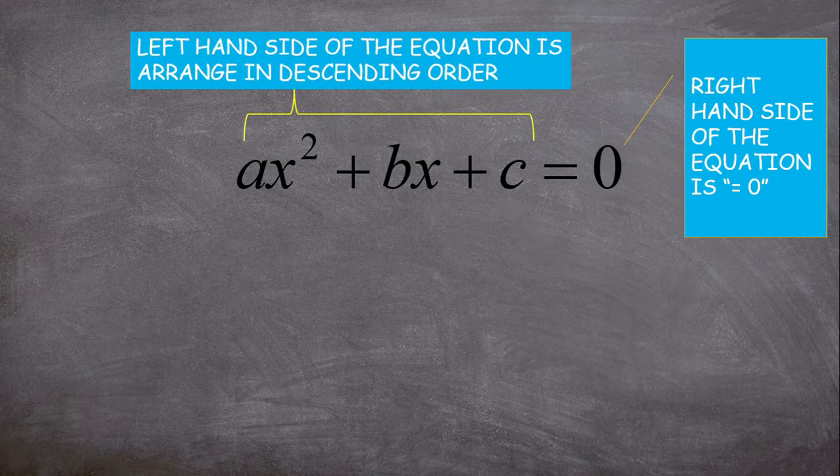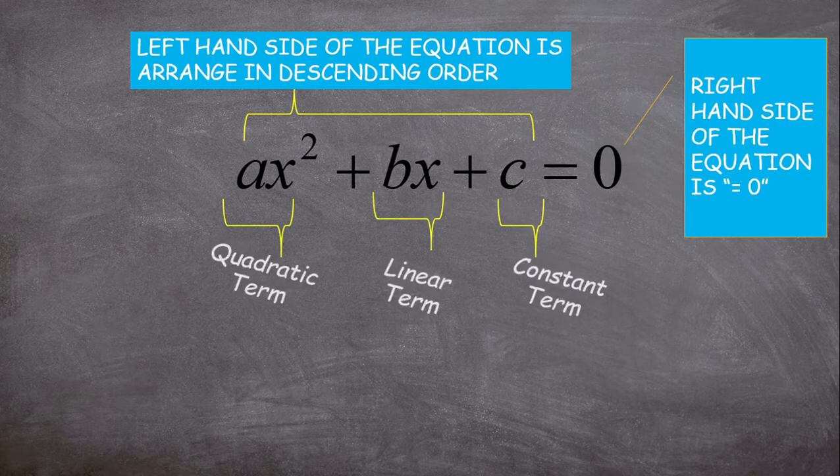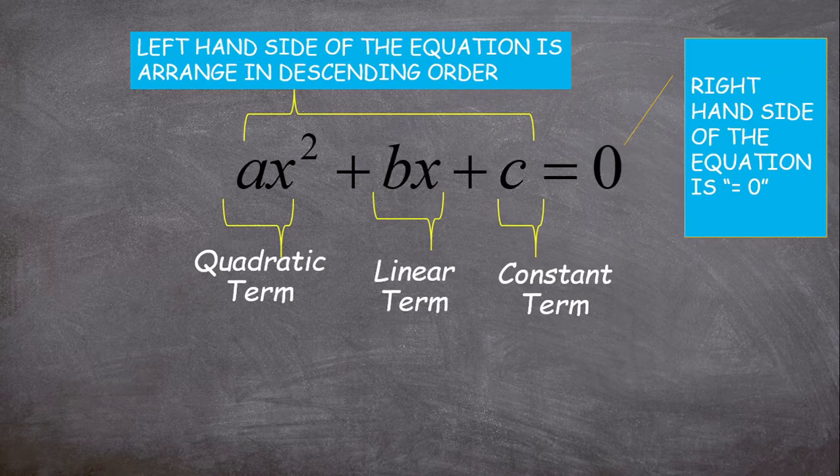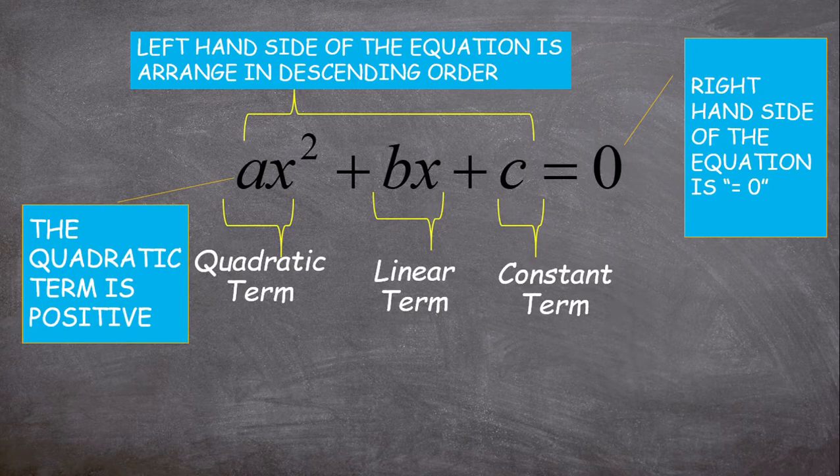Next, the left-hand side of the equation must be arranged in descending order, in which the quadratic term must come first, followed by the linear term, then followed by the constant term. Lastly, I encourage my students to always write the quadratic term in the positive form. To do this, we have to multiply both sides of the equation by negative 1 if ever the quadratic term is negative.